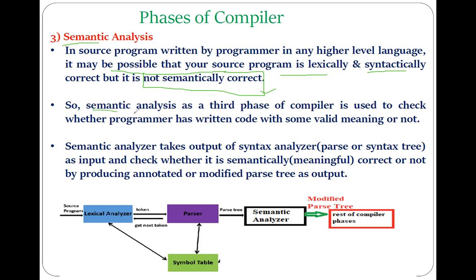As you can see here, the semantic analysis is the third phase of the compiler, and its main role is to check whether the programmer has written the code with some valid meaning or not. The programmer writing the code in the higher level language may have written code that is lexically correct, meaning all tokens are valid. It can also be written with the proper structure, so it is syntactically correct. But it also needs to be checked in the next phase of the compiler whether that particular sentence or expression which you have written has some valid meaning or not.